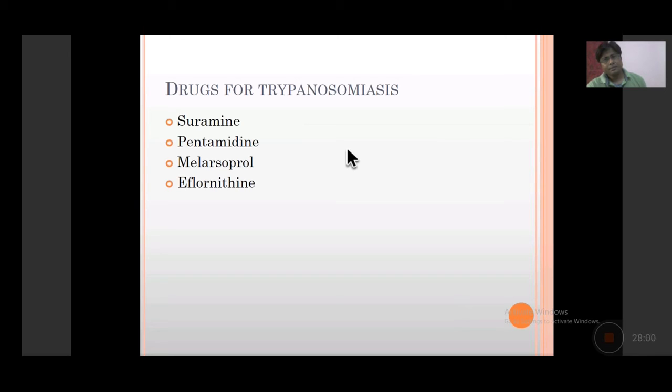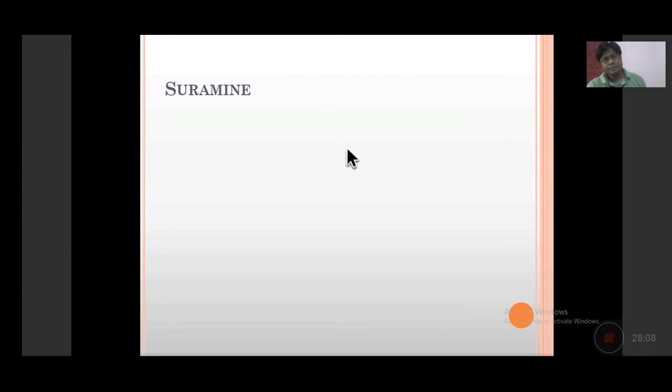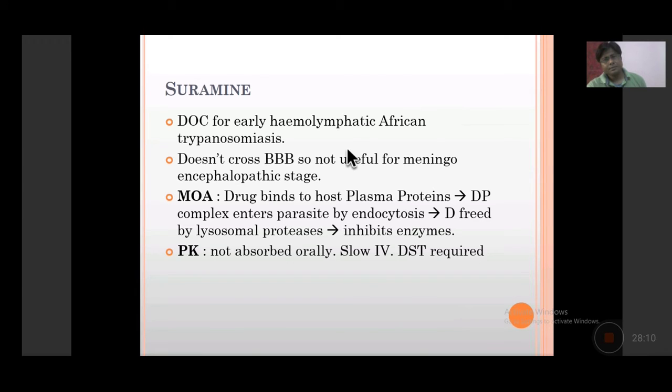So these names, suramin, pentamidine, melarsoprol, eflornithine, you just need to remember that these drugs are available for treatment of trypanosomiasis most of the time. Only suramin needs to be discussed in detail, which can be asked. Otherwise, the others are just names, and remembering the names is enough.